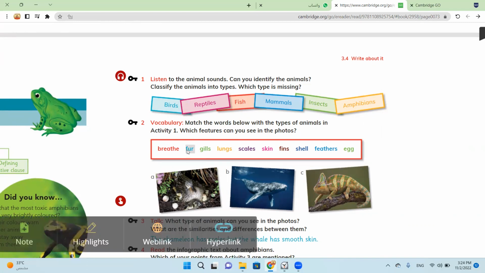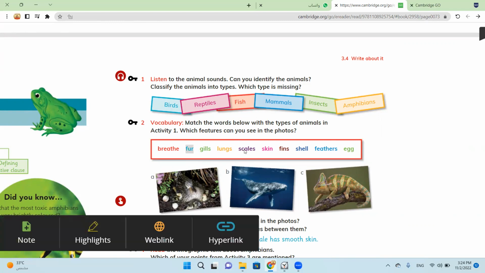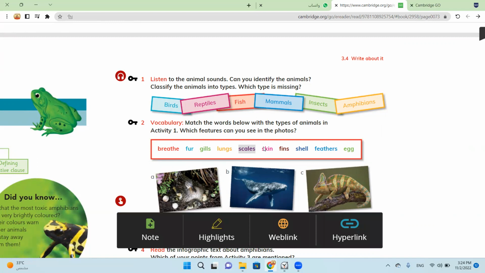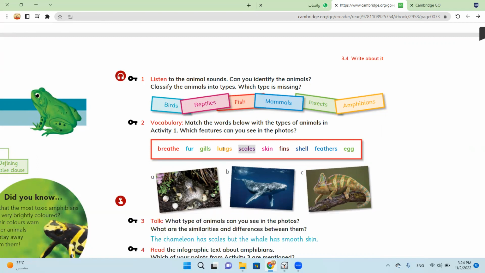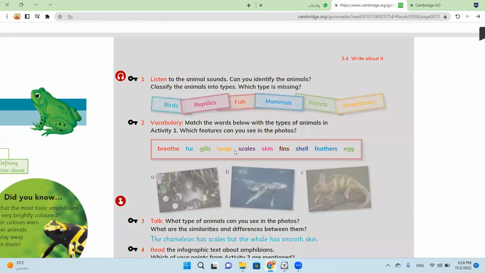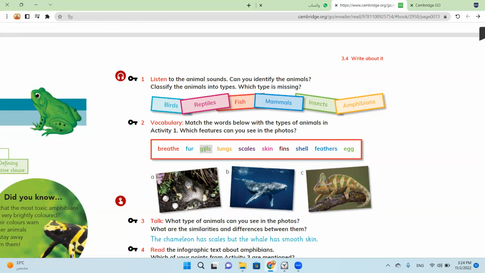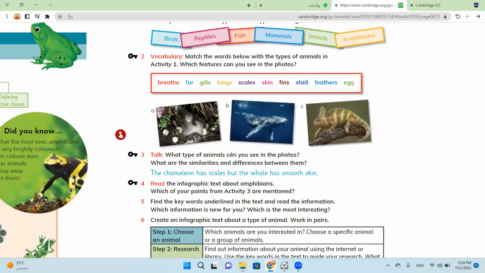What about fur? Birds have fur. Reptiles? No, they don't have fur. They have scales. What about fish? Fur? No. Scales? Yes. Mammals? Some of them have fur. Insects? They don't have fur. What about gills? Do birds have gills? Do reptiles have gills? No. Only fish and amphibians have gills. You can do the rest while we move to activity 3.